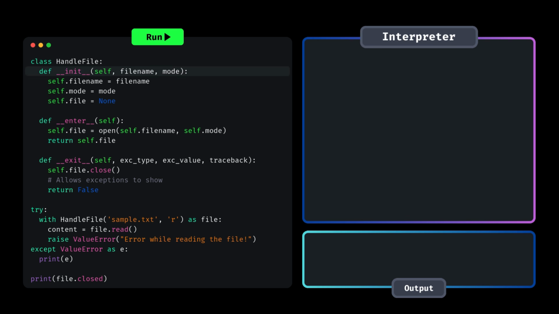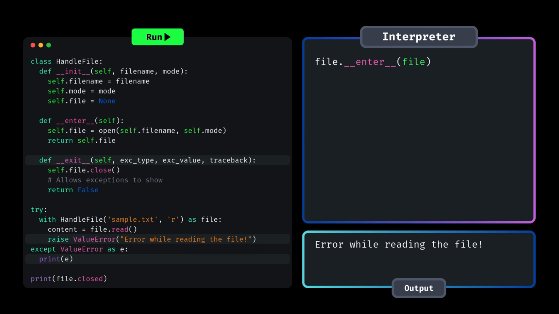Okay, we have this code here demonstrating how file handling could be done using Context Manager. The __init__ method initializes the handleFile class with the file name and mode. The __enter__ method opens the file and returns it. When we use with, this method is automatically called and the result is assigned to the variable. The __exit__ method ensures that the file is closed. Whether the block inside with runs successfully or an error occurs, the __exit__ method is always called to clean up.